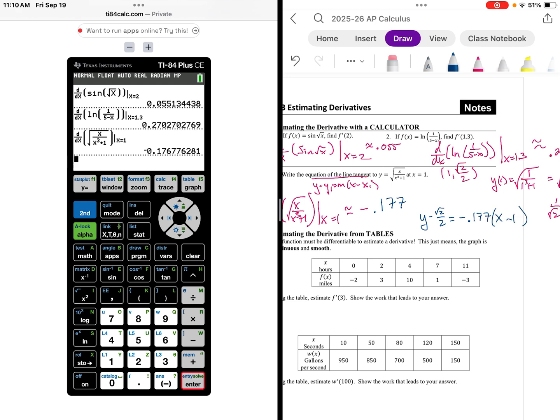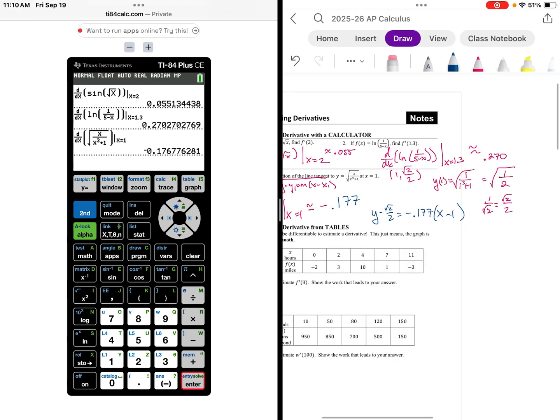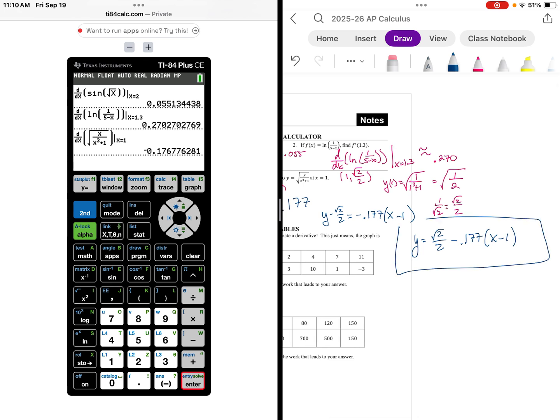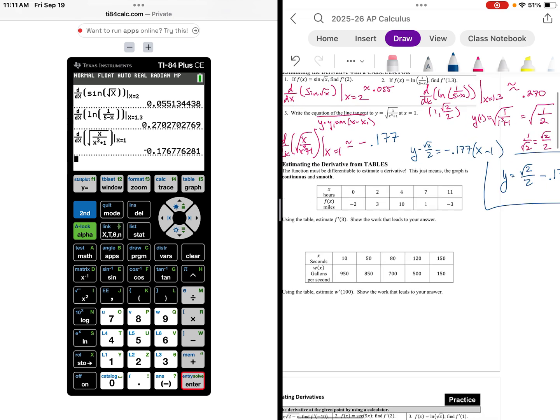And again, there's my point slope form. I can go ahead and bring over the root 2 over 2 and say y is equal to root 2 over 2 minus 0.177 parenthesis x minus 1. And that's as far as I have to simplify. And again, if you want 0.707 down there for the root 2 over 2, you can do that if you want. I just went with that to make it a little bit easier on me.